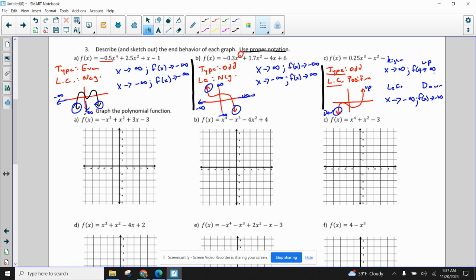Notice positive f of x to positive infinity, positive f of x to negative infinity is down, right?